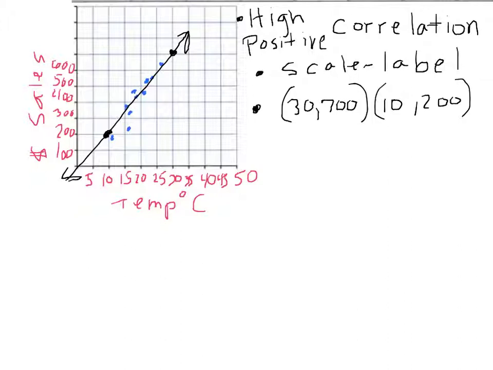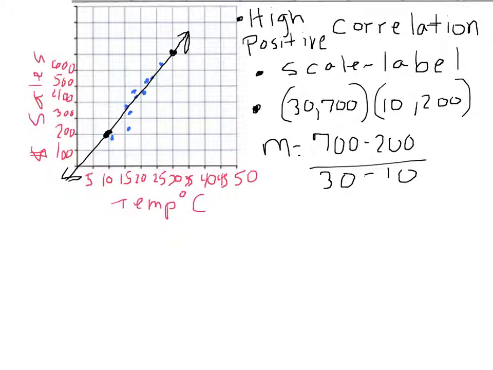And so then we try to write the equation for that line of best fit. So how do you find the slope of that line? We're going to subtract the difference of the y values, 700 minus 200, over the difference of the x values, 30 minus 10. That's going to be 500 divided by 20, and that would be 25.